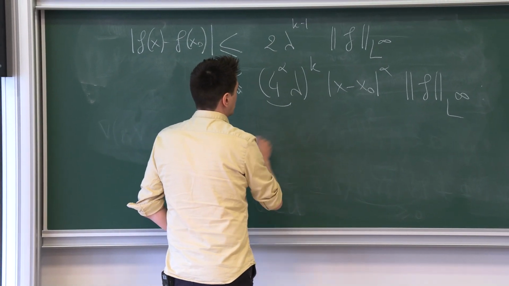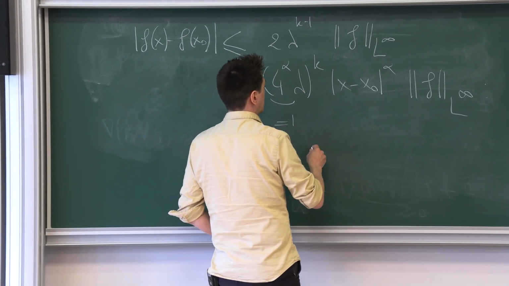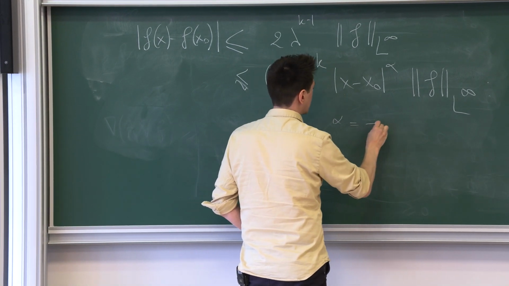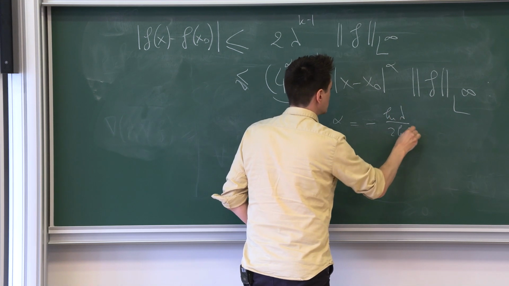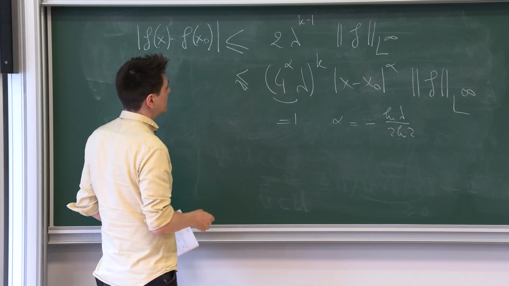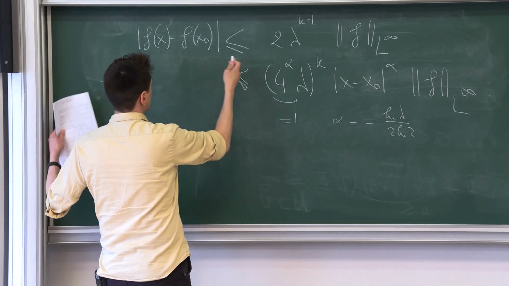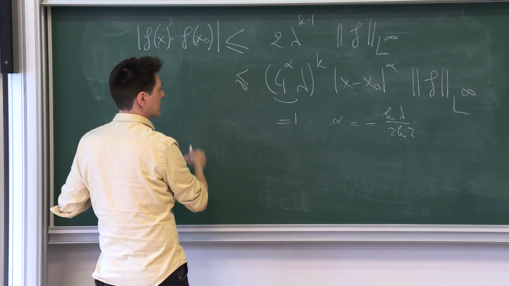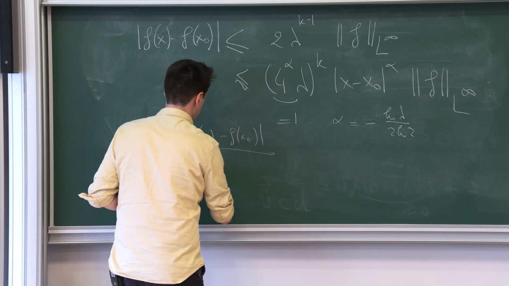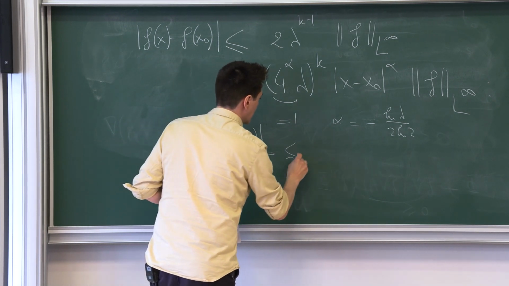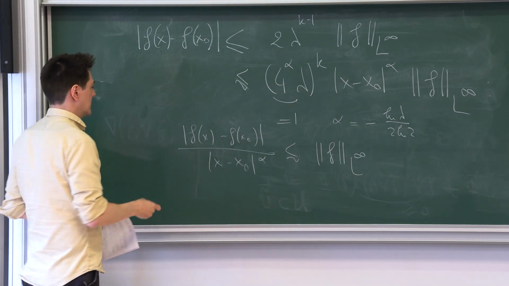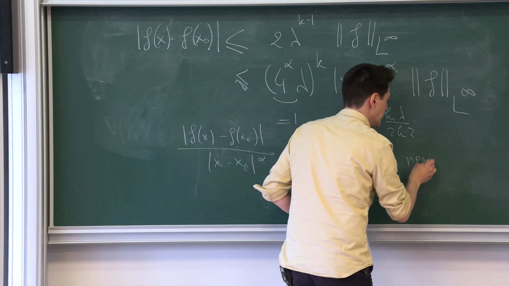And that's it. I'm now making sure that this is 1 by picking alpha to be minus... you just want that to be 1, so you take the log and you find that alpha is minus lambda over 2 log 2. That's all. So you have a choice of alpha. And with that choice, because I've chosen an arbitrary annulus, you get for all x close to x naught a bound by the Hölder semi-norm of f by the L-infinity norm. Okay?